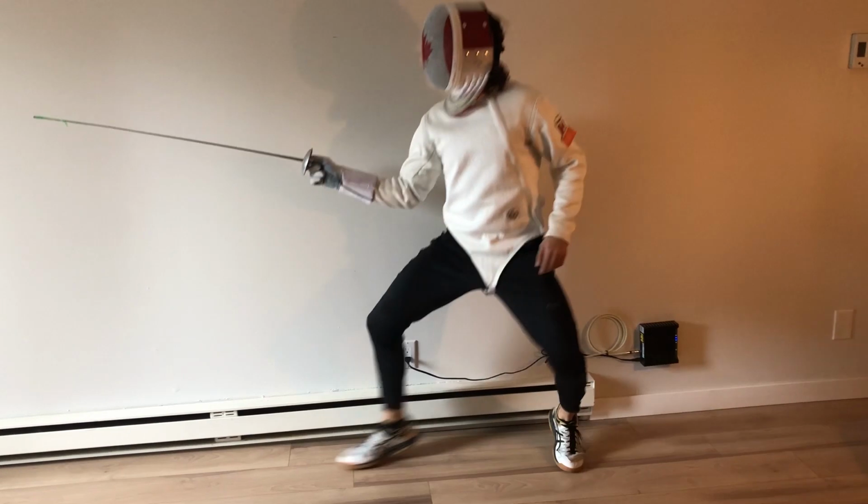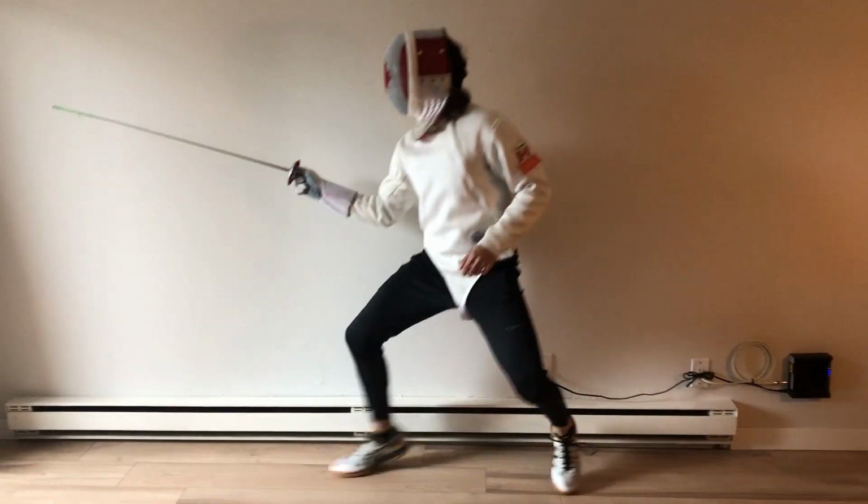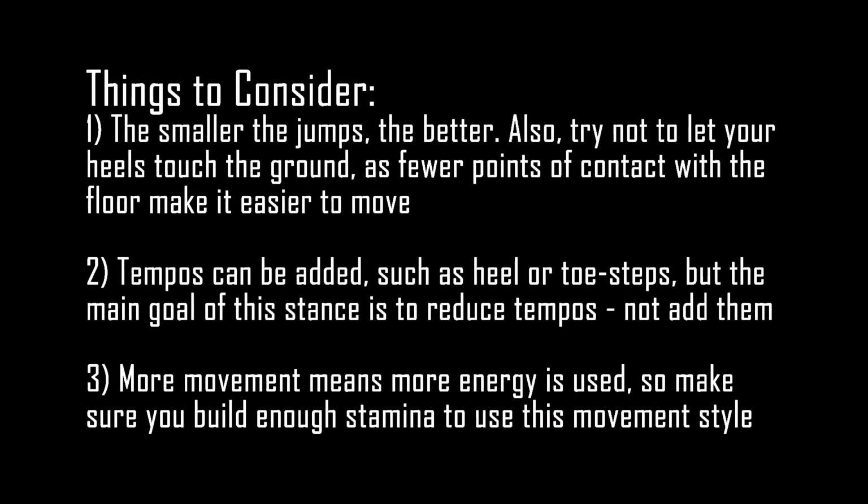Notice that he's no longer putting his heels on the floor. The cost of mongoose stance is that it becomes harder, albeit not impossible, to add tempos, like you might have seen in some of our previous videos with the heel steps and half steps. It also may cost you more energy and stamina to maintain this position on the balls of your feet while constantly jumping. Note, the smaller jumps, the better, because the less time in the air means the less of a chance for your opponent to catch you off guard.